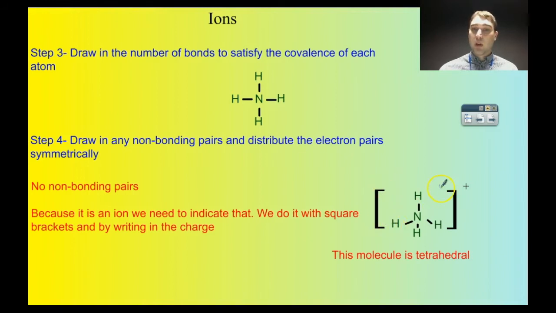The last step is we're going to indicate the charge, and there are 2 ways of indicating the charge. One way is using square brackets like this, and then putting the charge on the outside of the square brackets. So here we've got the positive charge on ammonium. The other way is to place the positive charge on the atom that has the positive charge.